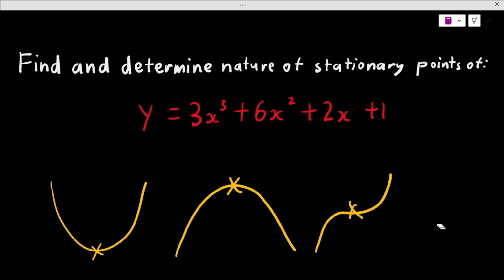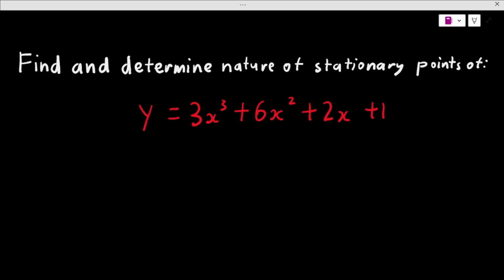Okay, so now that we know about stationary points, how should we go about solving this question? The first logical step for us is to simply find dy/dx. Using the power rule, the derivative of 3x cubed is going to be 9x squared. The derivative of 6x squared is 12x. The derivative of 2x is just 2. The derivative of 1 is 0 because 1 is a constant.